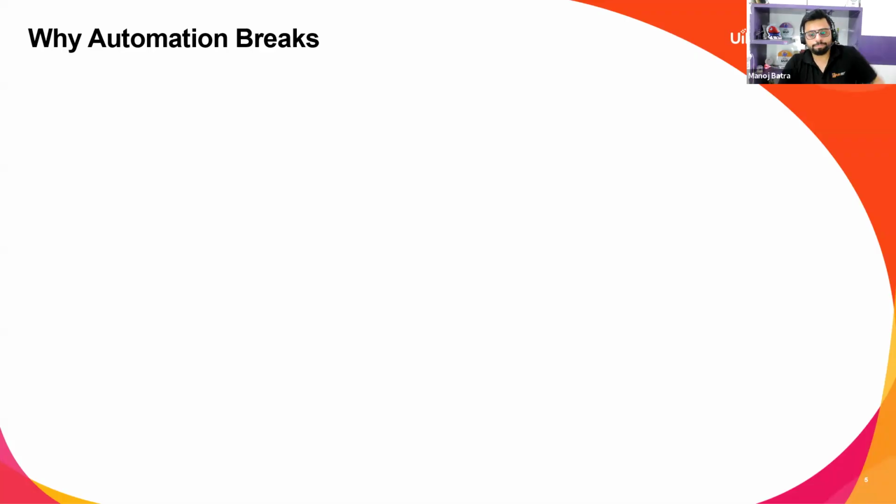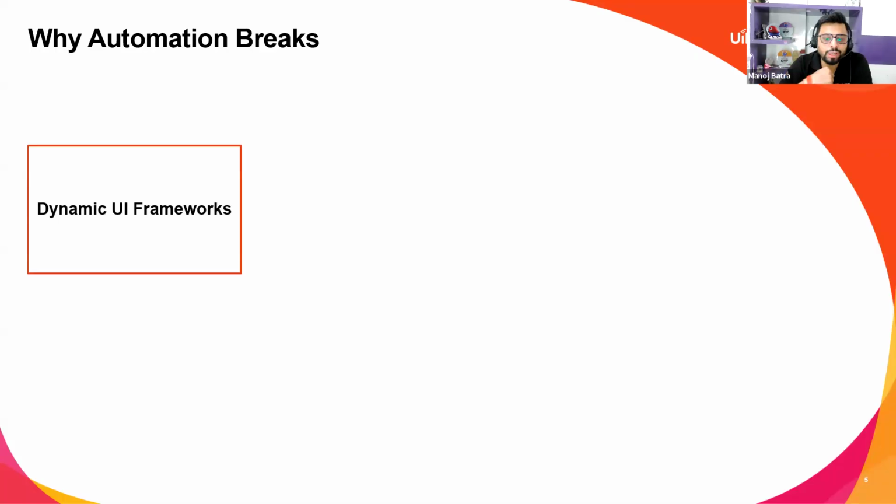As I said earlier, there are five ways I have noted down why the automation we are building breaks if we don't have healing agents in place. The first thing would be the dynamic UI framework. Modern applications frequently change their layouts and designs. Sometimes they change only part of it, and sometimes they completely switch the whole UI, which can confuse our automation scripts.